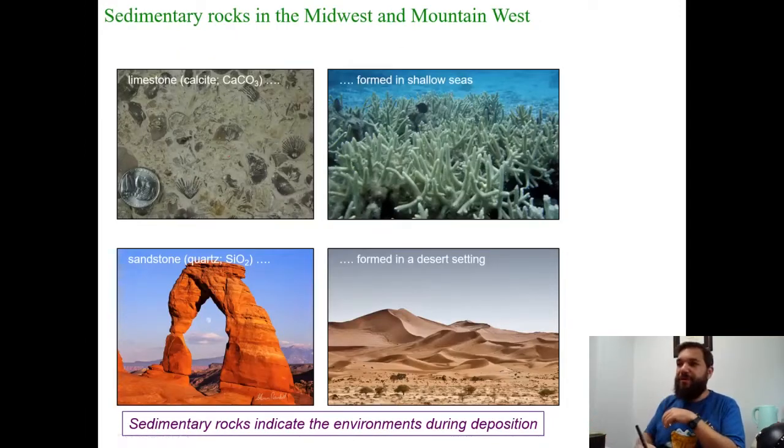So limestone, this is a very similar kind of limestone to the one I showed you, right? It formed in a shallow sea in kind of a reef environment. Sandstone comes from sand. It formed in a desert setting or maybe in a beach setting, right? So places that sand is deposited today.